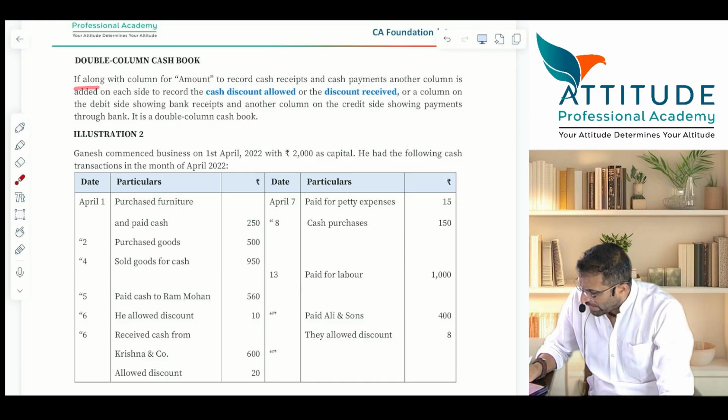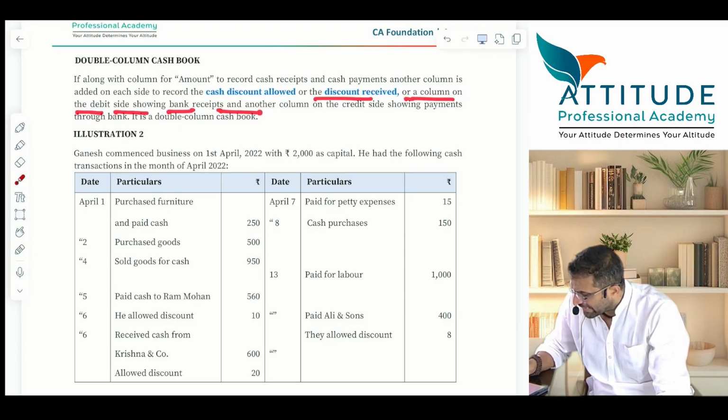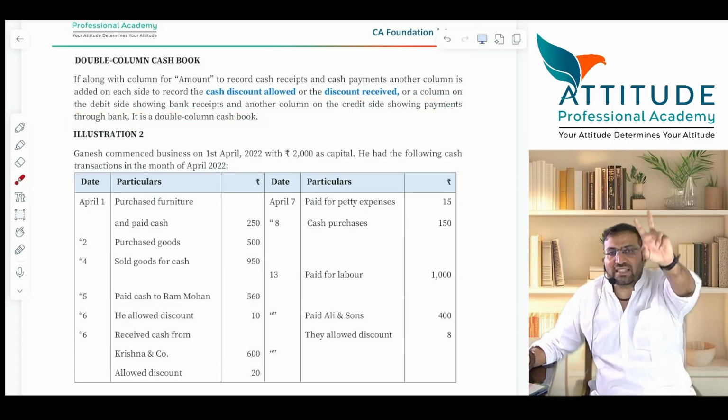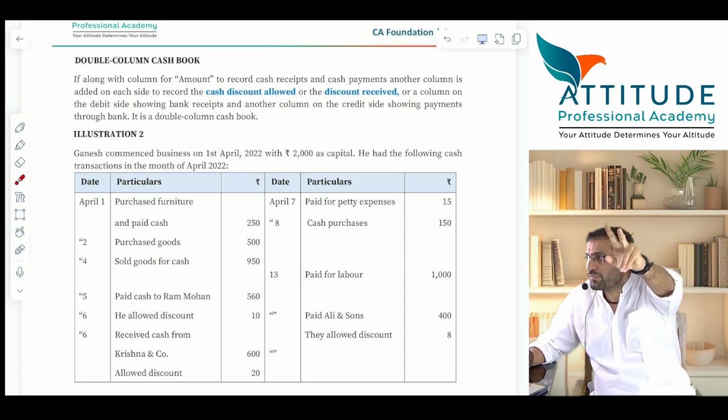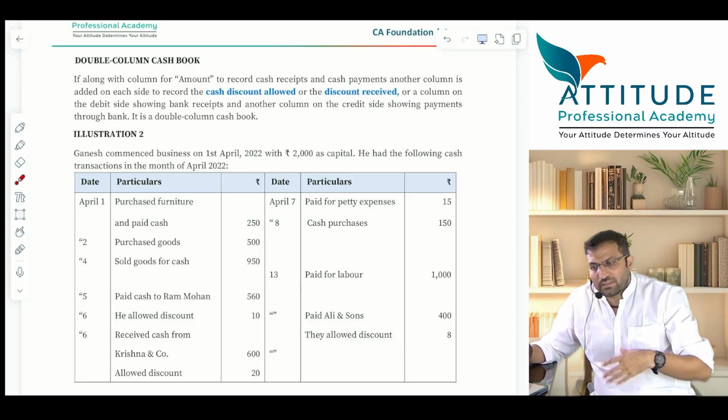If along with the column of amount to record cash receipts and cash payments, another column is added on each side to record the cash discount allowed and discount received, or a column on the debit side showing bank receipts and another column for credit side showing payments through bank, it is double column cash book. So what they are saying is 2-column cash books are of 2 types. One is cash and discount column, another is cash and bank column. Is that clear? Understood? Okay.